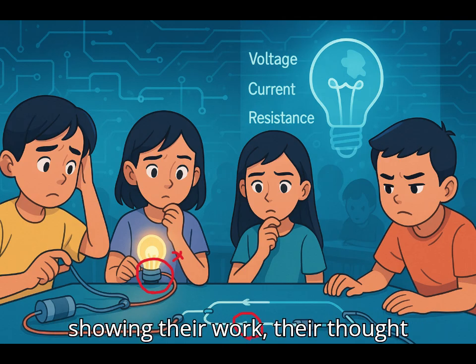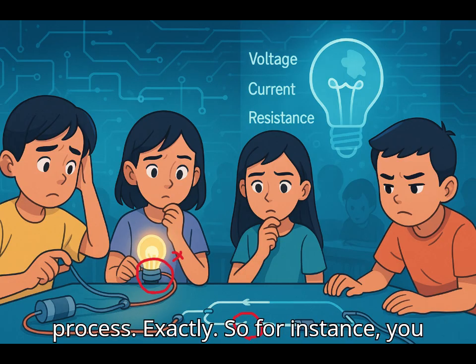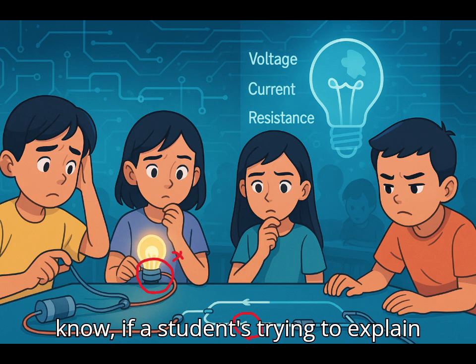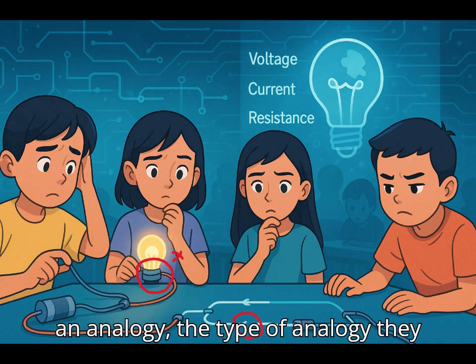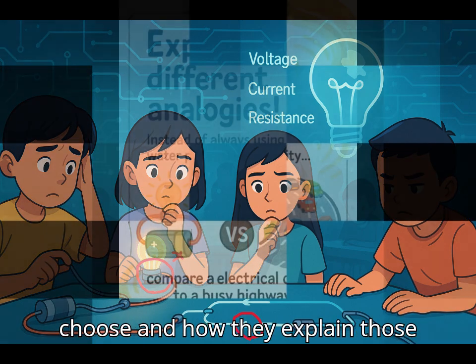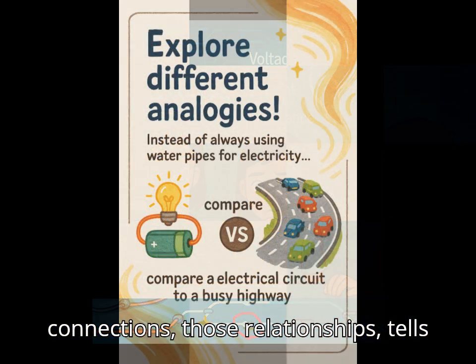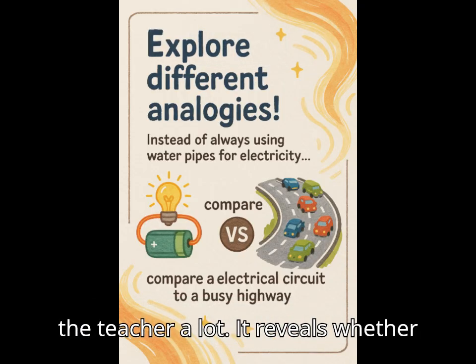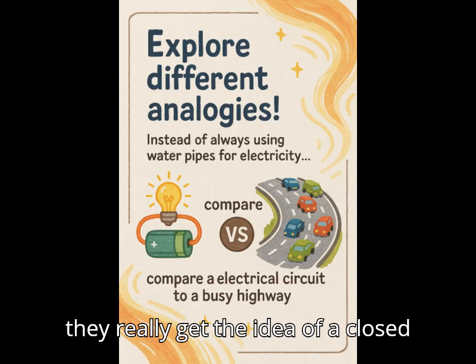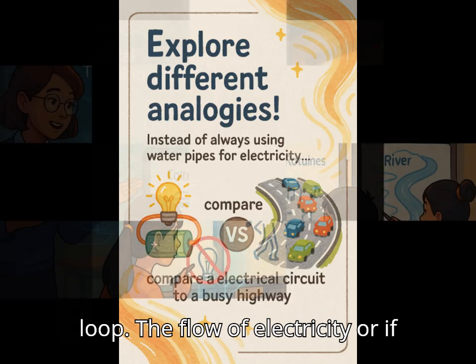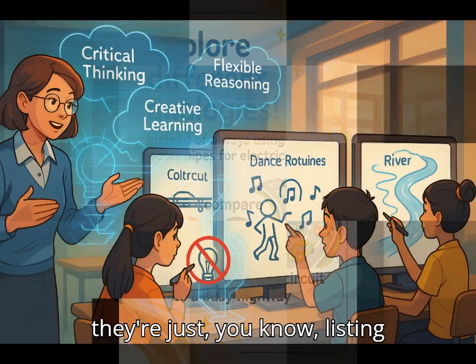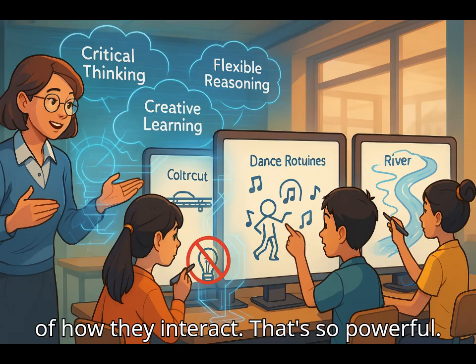Right. It's like they're showing their work, their thought process. Exactly. So for instance, if a student's trying to explain how a circuit works and they come up with an analogy, the type of analogy they choose and how they explain those connections, those relationships, tells the teacher a lot. It reveals whether they really get the idea of a closed loop, the flow of electricity, or if they're just listing components without a real understanding of how they interact.